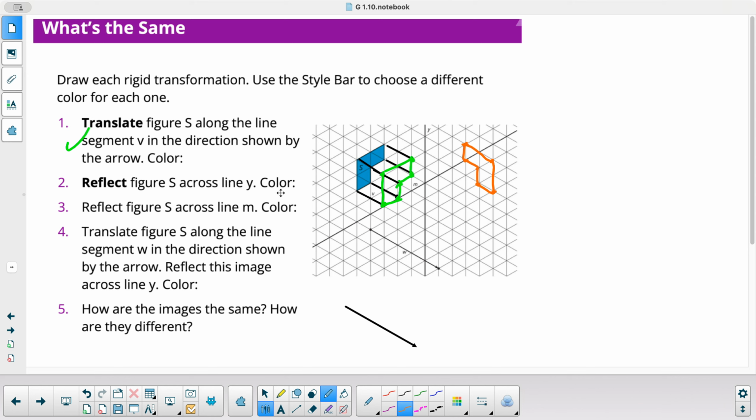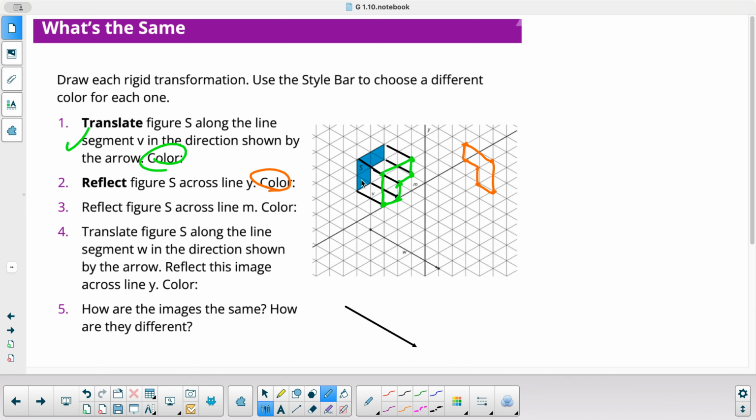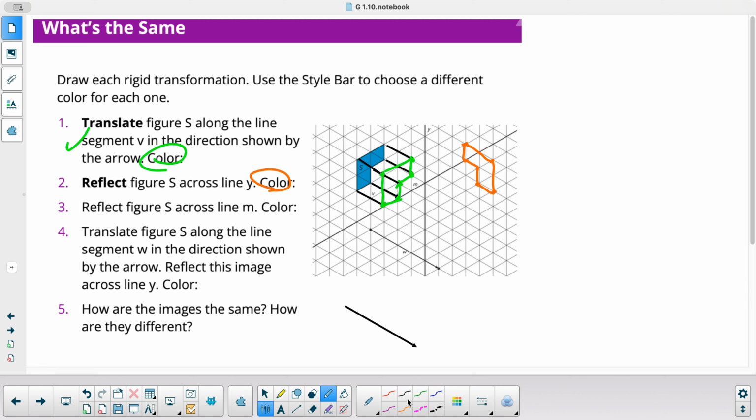So there's that one. This one's orange. The last one was neon green. Reflect figure S across line M. So we kind of already did that, kind of did that right here. It was a different shape though. So I guess I could do that. Let's see here. We'll use purple.